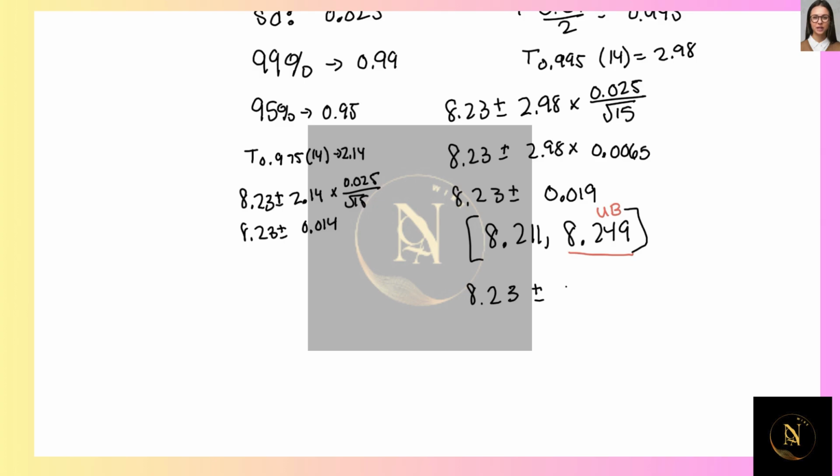And then we have your confidence interval of 8.22, comma, 8.25. And so then the lower bound of that is 8.22. So I hope that this video helps.